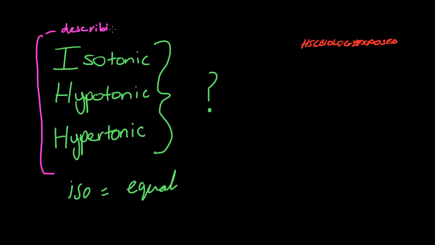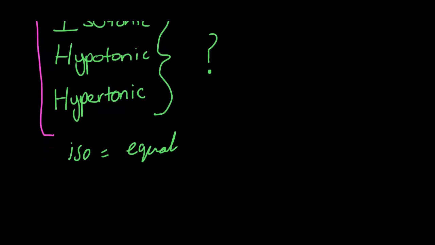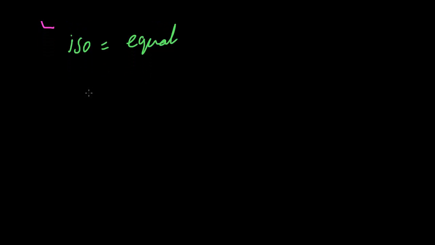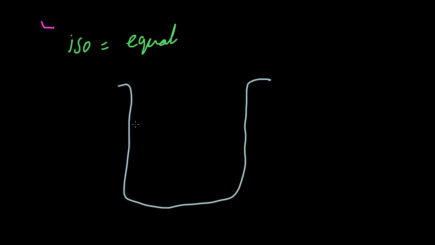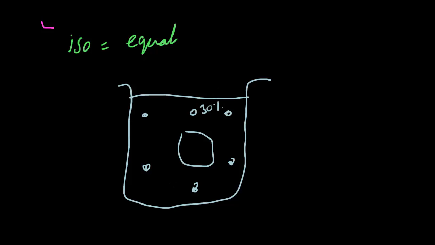Now in isotonic, if it's equal, then the solute concentration in a solution is equal both inside and outside the cell. Suppose I had a beaker. In this beaker I had a cell, sorry for my crummy drawings again, and I had water. All the dots I'm drawing are the solute concentration outside. Suppose that solute concentration is 30%. And now inside, I'll also have these dots, and the concentration will be 30% as well.